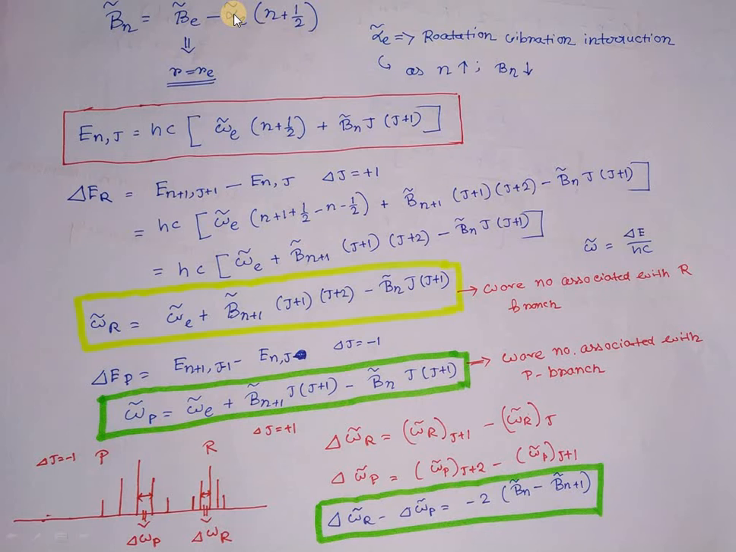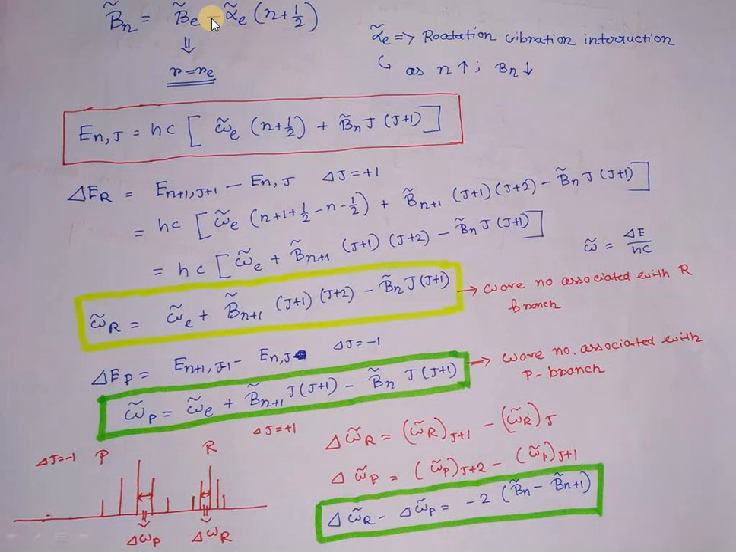Now alpha e is basically the rotation-vibration interaction. So this will serve to decrease the value of Bn as the vibrational quantum number increases. You can see that the value of this alpha e is always positive. So as the vibrational quantum number n increases, Bn will decrease because there is a minus sign in this equation.